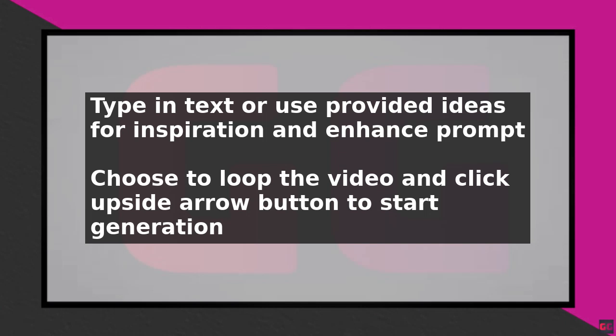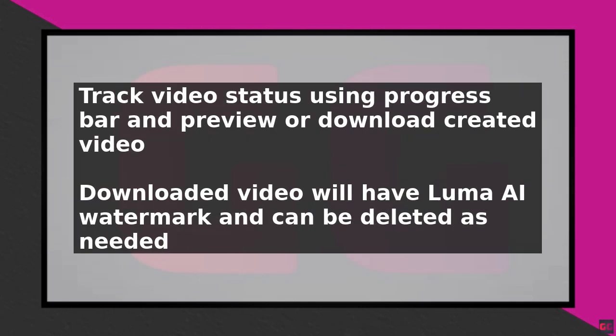You can then choose to enhance the prompt or loop the video. Once you've made your selections, click the upside arrow button to start the generation process. The video will be put into a queue, and you can track its status using the progress bar. Once the video is created, you can preview, download, or delete it as needed.